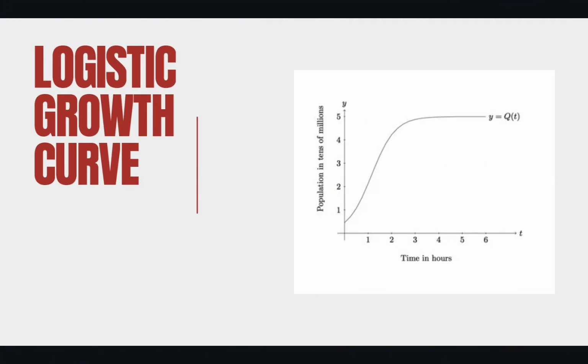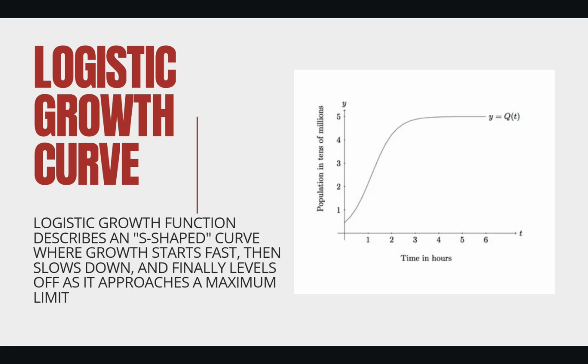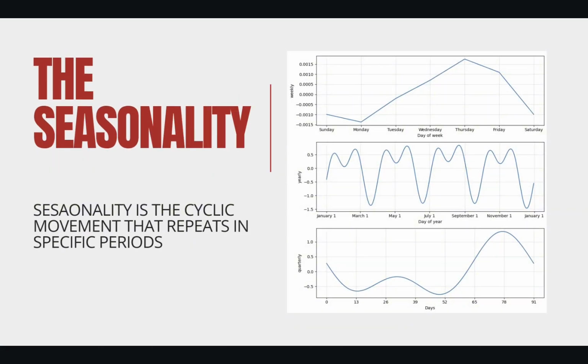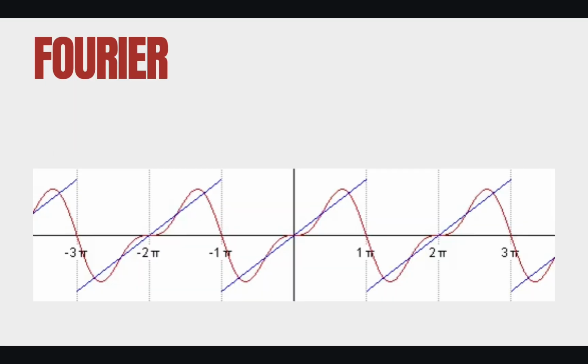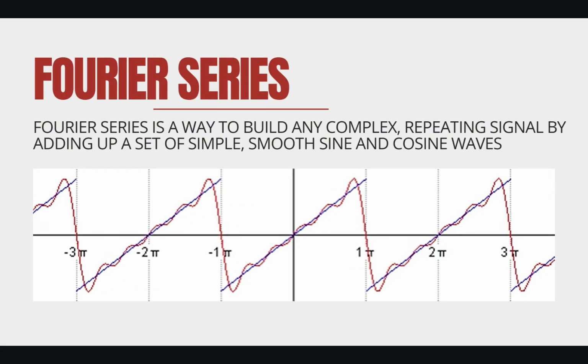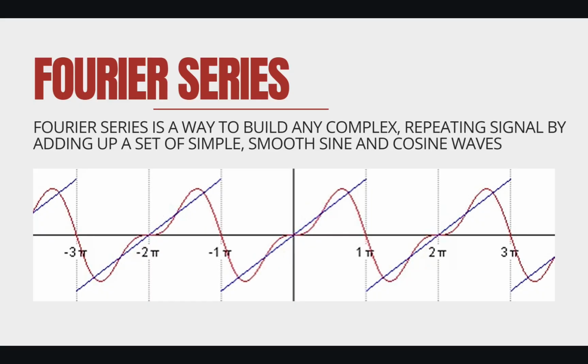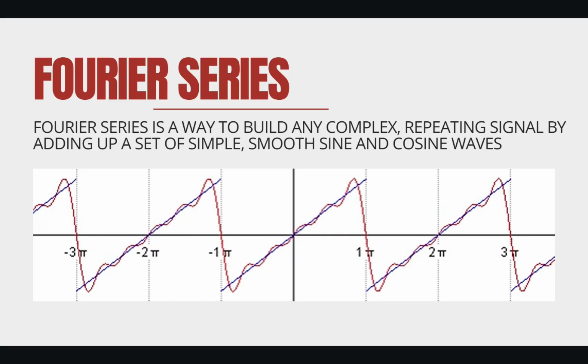Meanwhile, logistic growth represents situations where growth starts fast, then slows down, and finally levels off at a maximum limit, like population growth or product adoption. Next comes seasonality, which captures repeating patterns like daily, weekly, or yearly cycles. Prophet models this using a mathematical tool called the Fourier series. In simple terms, the Fourier series breaks down complex repeating patterns into a mix of smooth sine and cosine waves.